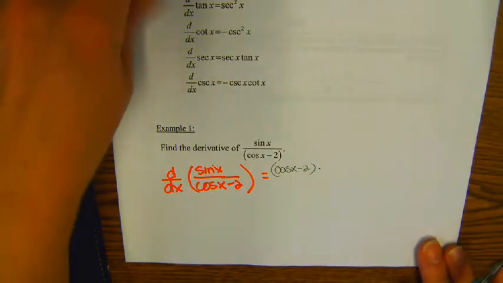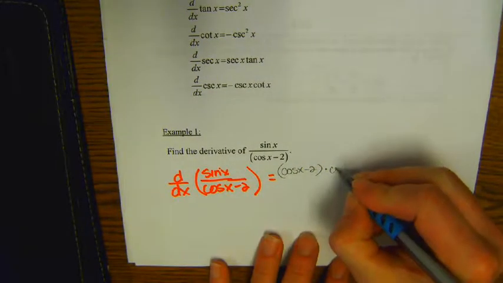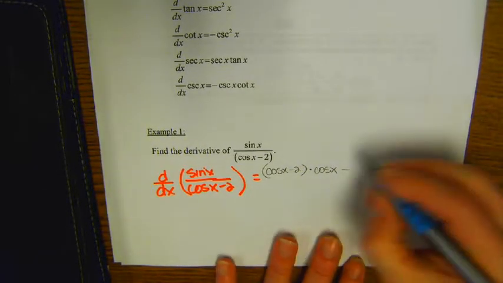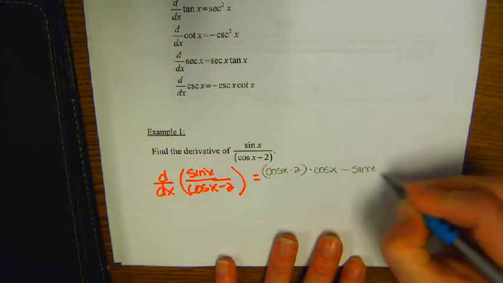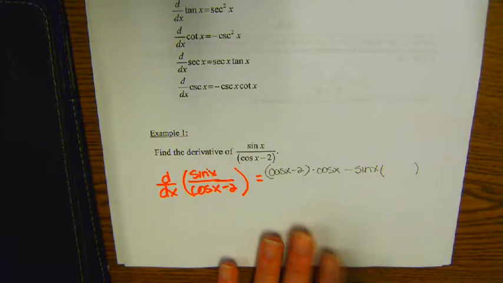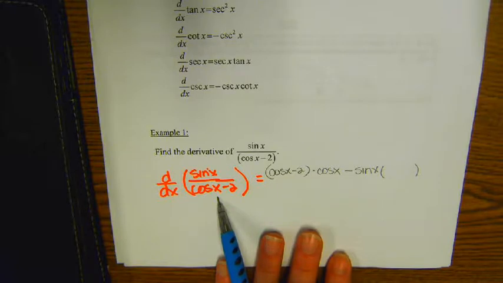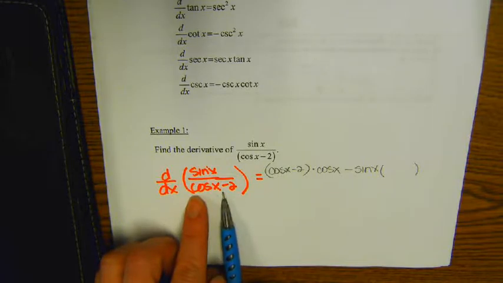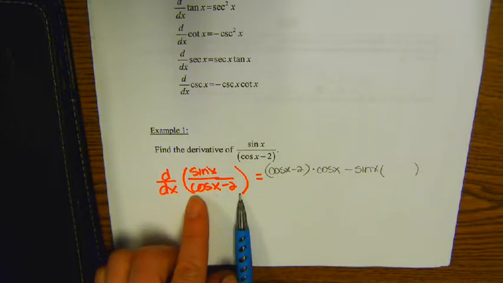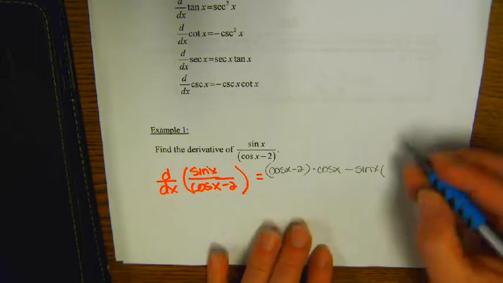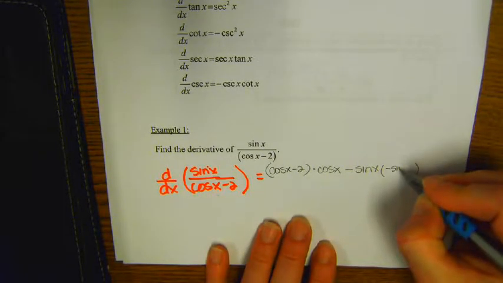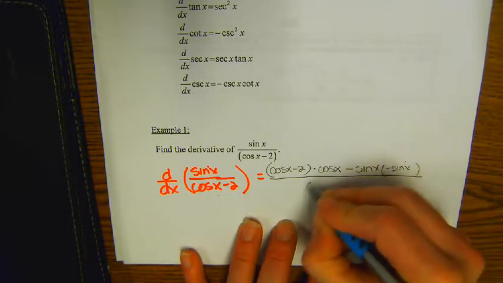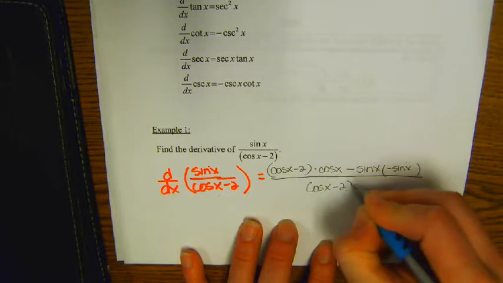The derivative of sine is cosine of x. Very nice. Minus high d low, sine of x. And then what's the derivative of the bottom? Okay, so the derivative of this part is negative sine x, but what's the derivative of 2? Oh, 0. Oh, yeah. Okay, so just negative sine x times negative sine x. And then square the bottom, and away we go.